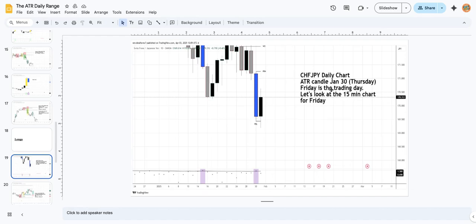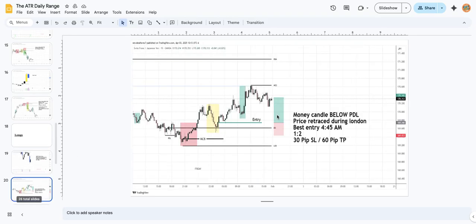And then the ATR candle is Friday. This was Thursday, so the setup day is Friday. So let's take a look at the 15-minute candle for this black one here. All right, so we have a daily open, the money candle below the prior day right here during Asia. Sometimes it won't go all the way back down, but a good entry would have been right here at about 445. And you basically just want to set your stop loss below this swing low here during London.